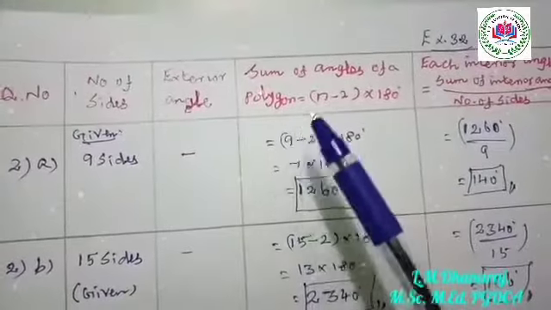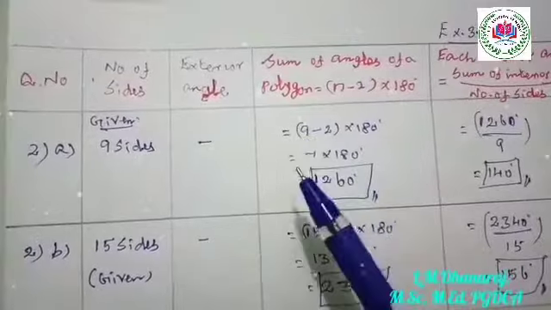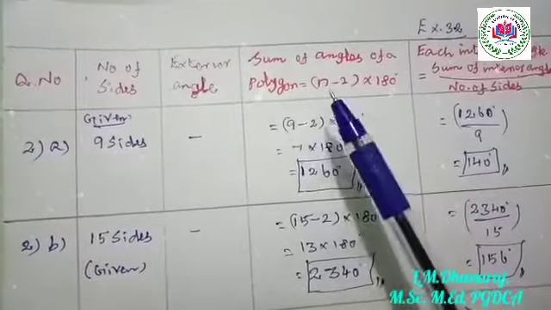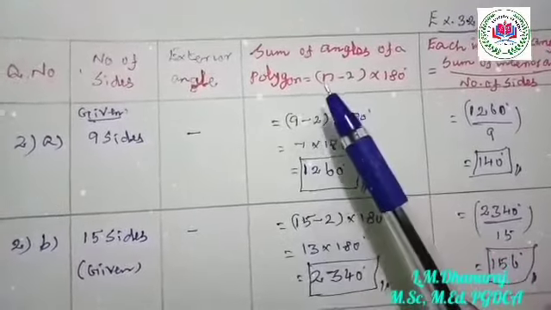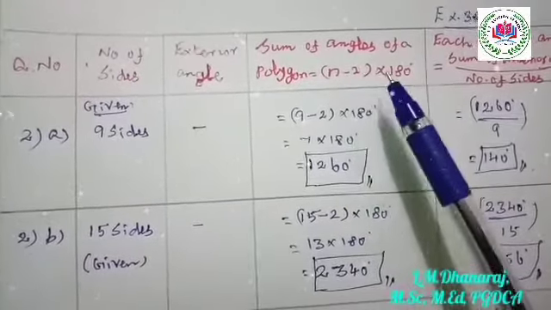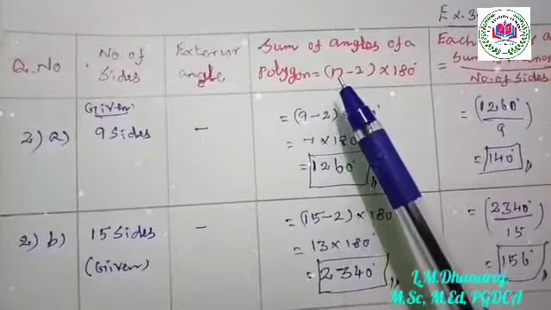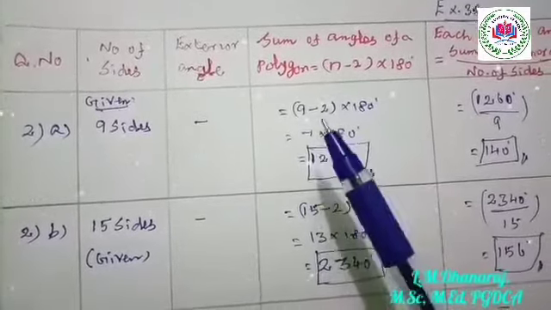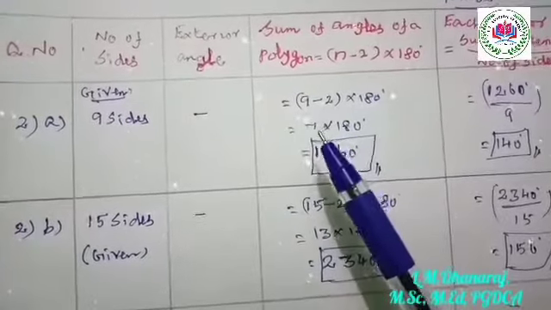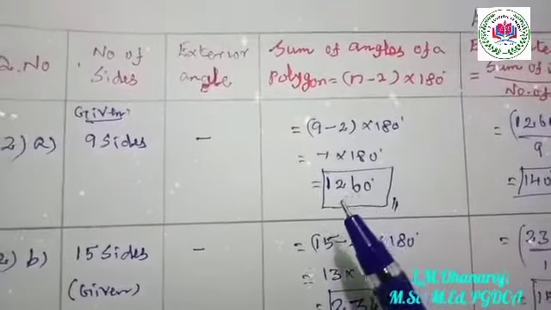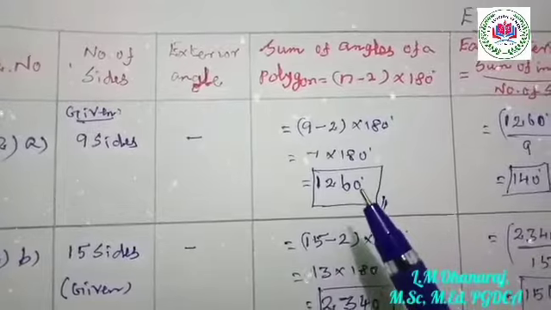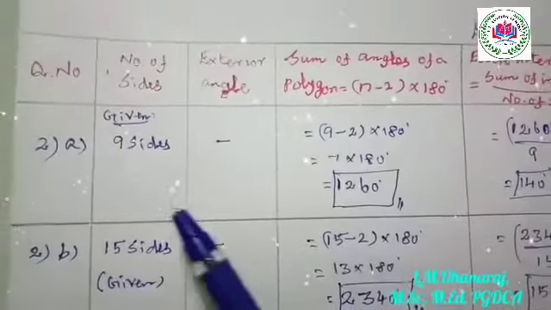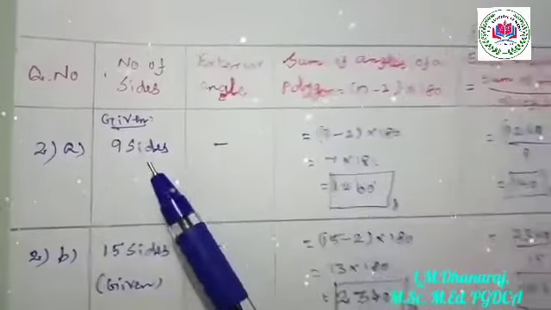Now to find the sum of the angles of a polygon, it is given 9 sides, which means n is equal to 9. You have to replace. The formula is n minus 2 into 180 degrees. Instead of n, you have to replace 9. So 9 minus 2 into 180 degrees, this 9 minus 2 will be 7. So 7 into 180 degrees will be 1260 degrees. Okay. So this is the sum of the angles of a polygon with 9 sides.